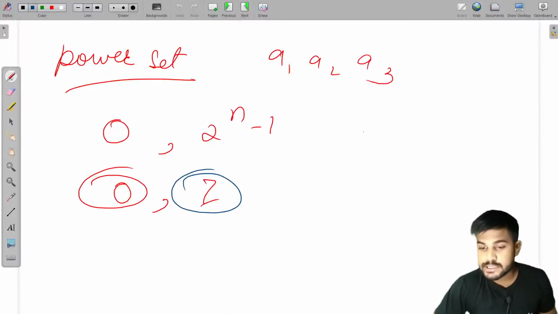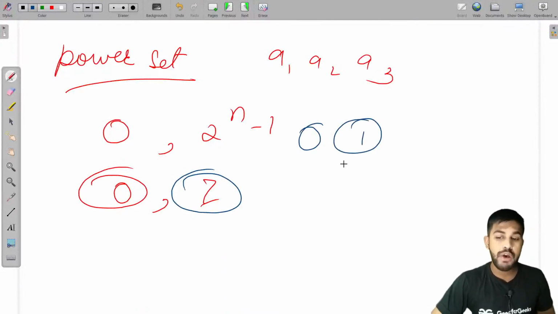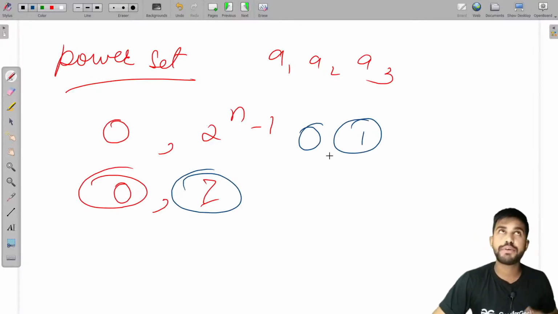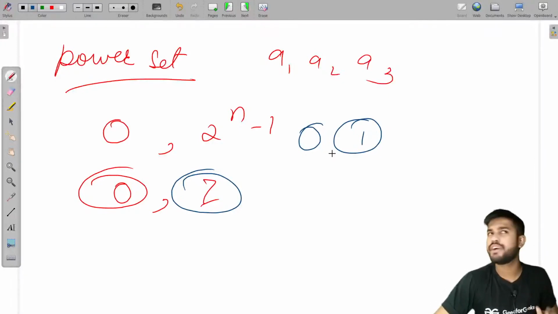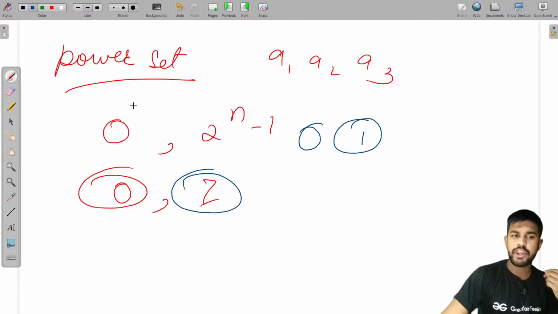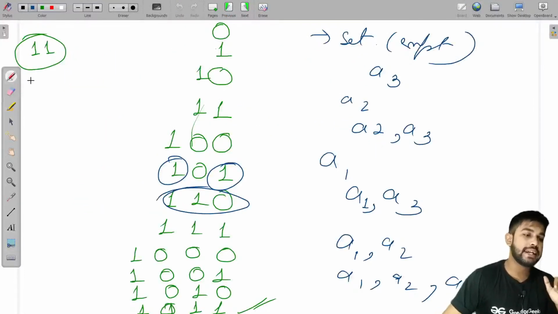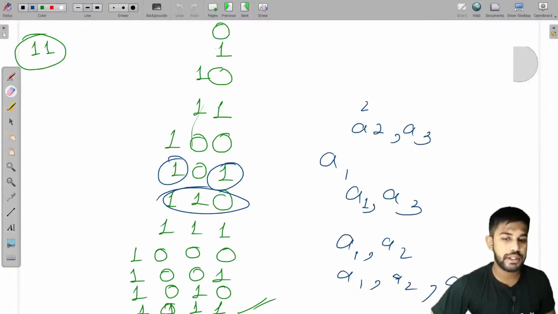So whenever there is a set bit, we take that number. If that is not a set bit, we don't take that number. Why am I telling you the power set approach? Because this power set approach is absolutely very important when we talk about bitwise operations. So this was very important, so I told you this.